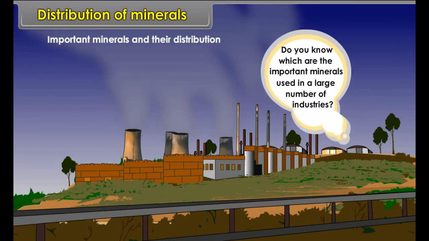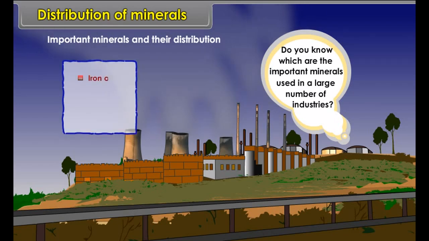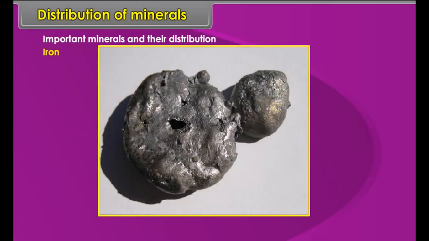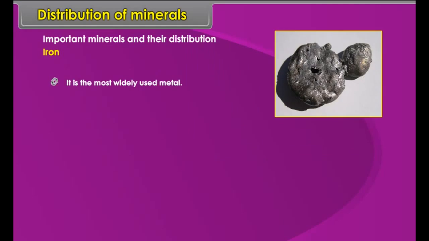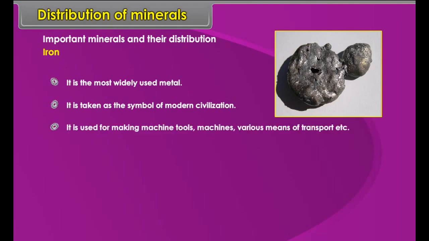Do you know which are the important minerals used in a large number of industries? Iron ore, copper, and bauxite are used in a large number of industries. Iron. It is the most widely used metal. It is taken as the symbol of modern civilization. It is used for making machine tools, machines, various means of transport, etc.